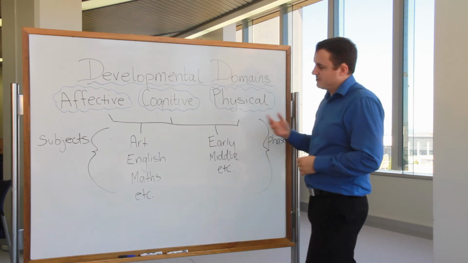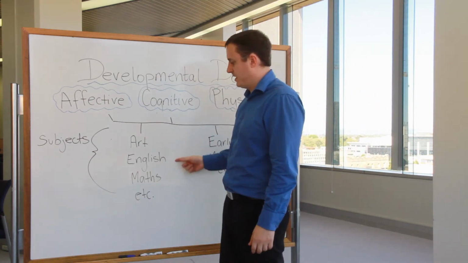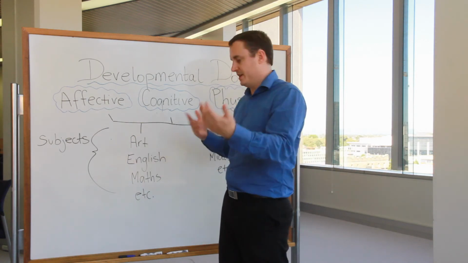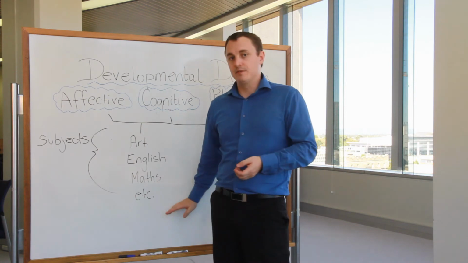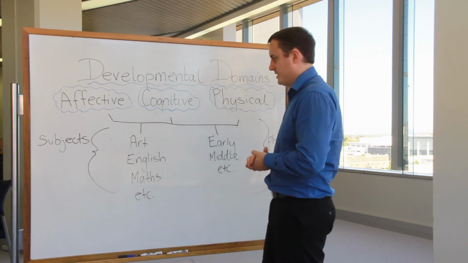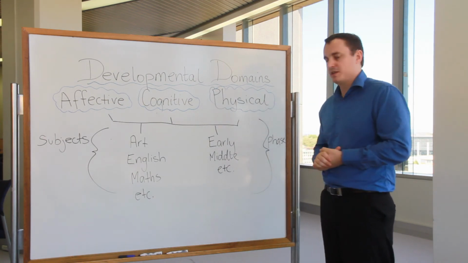And that's because sometimes students will be in the equivalent of year 6 for art, but in English, they're still back in year 2 or vice versa. No one is always at exactly the same level for every single subject across the board. So that's why phases are important. Okay, and that's developmental domains.